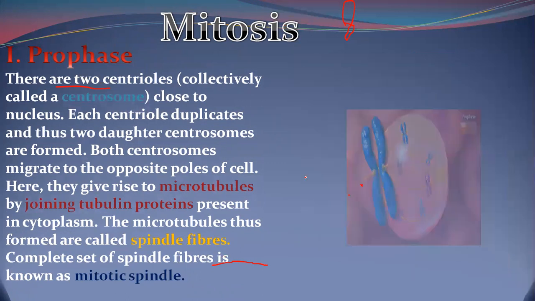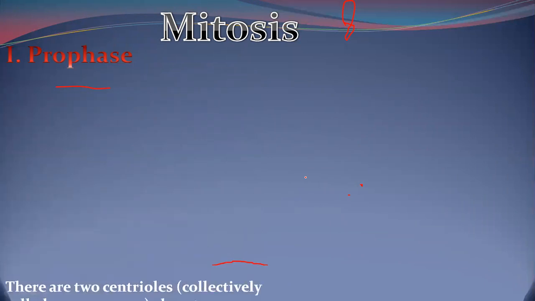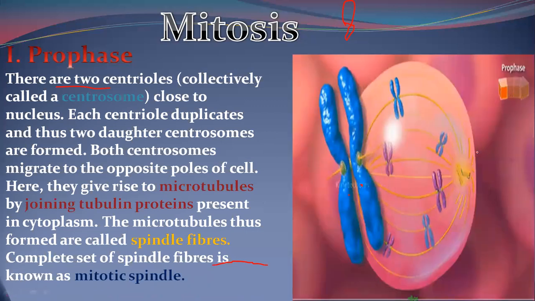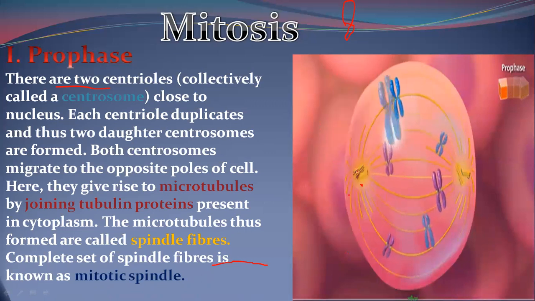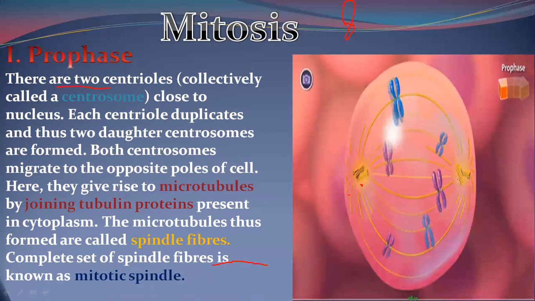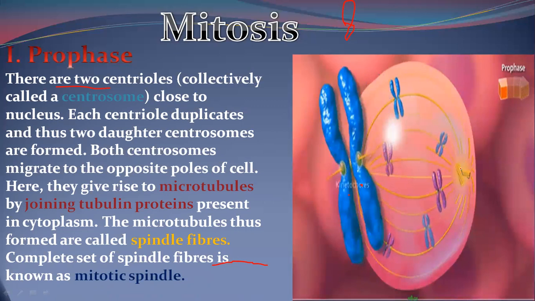So we know that 2 centrioles are present, and these 2 centrioles are called a centrosome. We have just talked about this before in chapter number 4, that there is one centriole and this other centriole. They are actually in a pair which forms a star-like structure, and they form spindle fibers. So one is called a centrosome. There are two centrosomes. Each centriole duplicates.